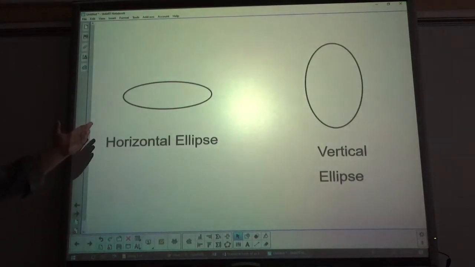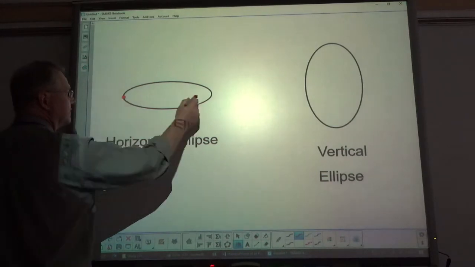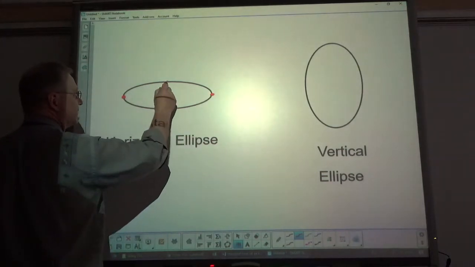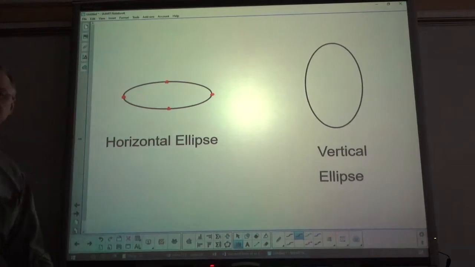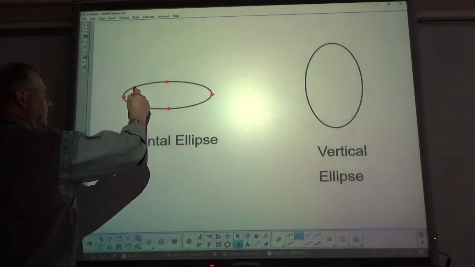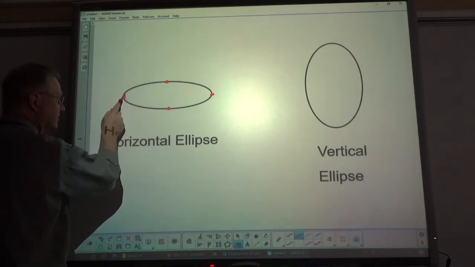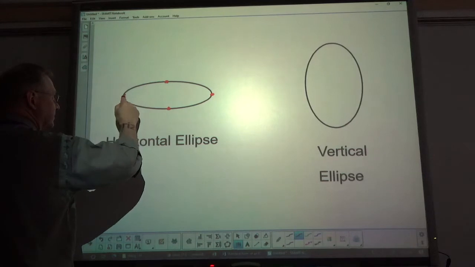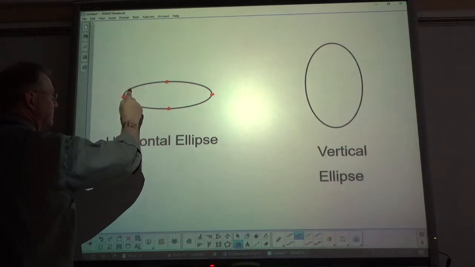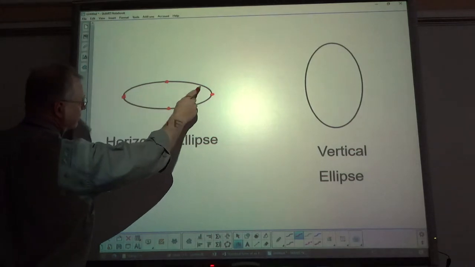A horizontal ellipse looks like this. The major vertice, the minor vertice. And really, the vertice is nothing more than the place where the direction of the graph changes. So this graph is coming along like this, and it's curving, and then it starts to change direction. It's going to the left, now it's going to the right. It's going up, now it's going down.